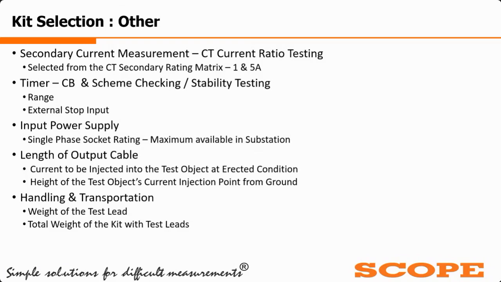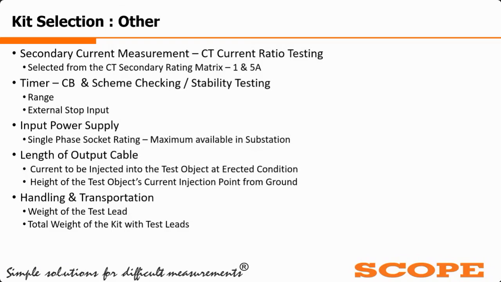Then input power supply. The instrument should have a single phase socket rating, which is the maximum available in the substation. This single phase supply is available anywhere in the substation. Then the length of the output cable is also one of the important parts that we need to consider during the selection of the primary injection test kit.